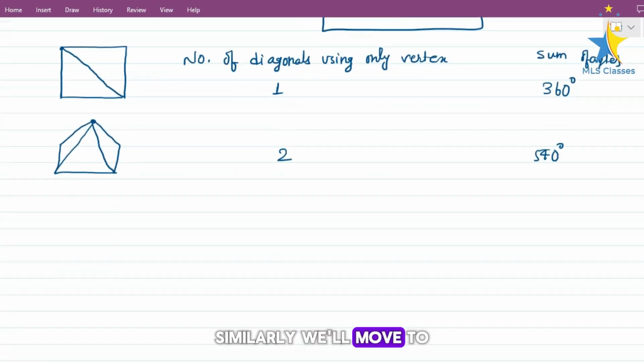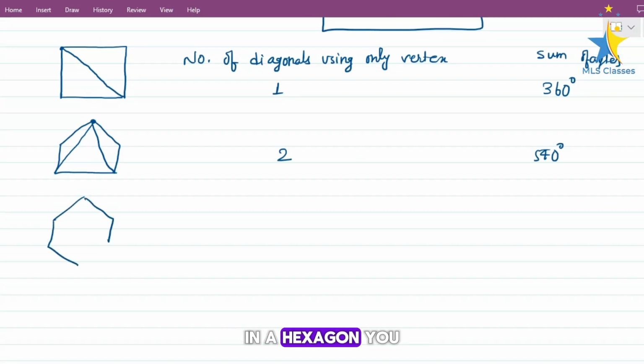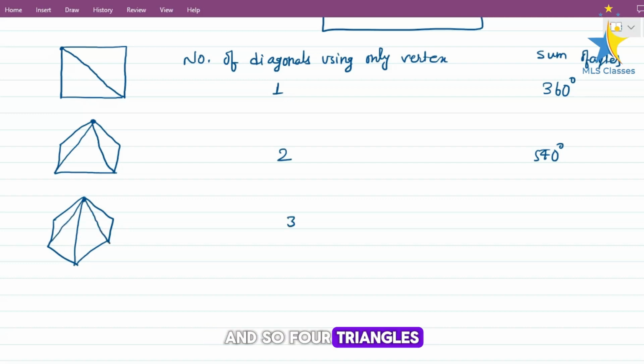Similarly, we will move to the next, that is the hexagon. In a hexagon, you can see if we use this vertex, then 1, 2, 3 diagonals are there, and so 4 triangles we are having. So as you can see, we always have one more triangle than the number of diagonals. So here 4 times 180 degrees, that is 720 degrees.